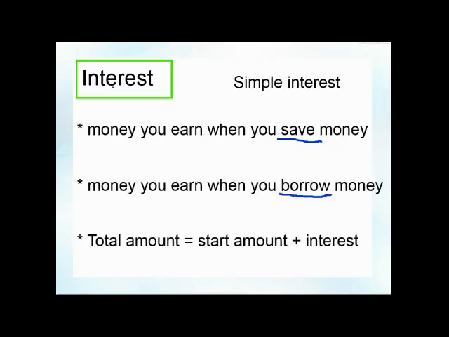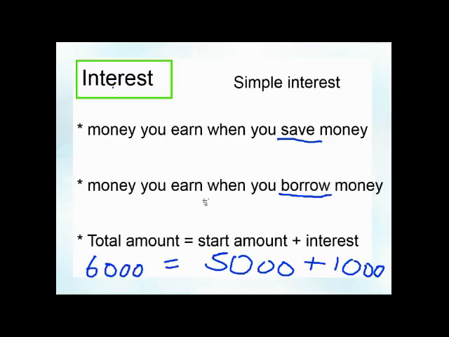So basically, with simple interest, the total amount that you have borrowed or the total amount that you have saved will be the start amount. Let's say you started with 5,000 Rand, and then you invested it for 10 years and you made 1,000 Rand interest on that. So the total amount would be 6,000 Rand. Or you maybe lent 5,000 Rand and the interest that it built over 5 years was 1,000 Rand. So the total amount that you have to give back to the bank will then be 6,000 Rand.